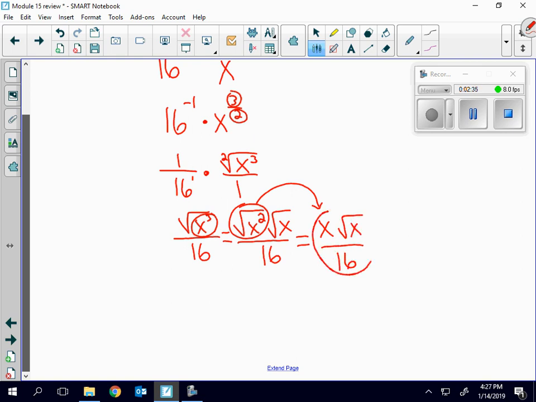So it's either that, or if you want to change this back to a rational exponent, you can do that. This is x times x to the 1/2 power over 16. I think I prefer the first one for an answer, but either one of those would be fine.